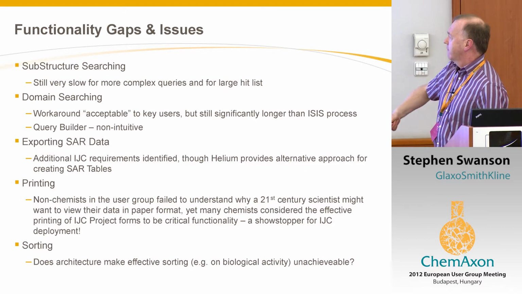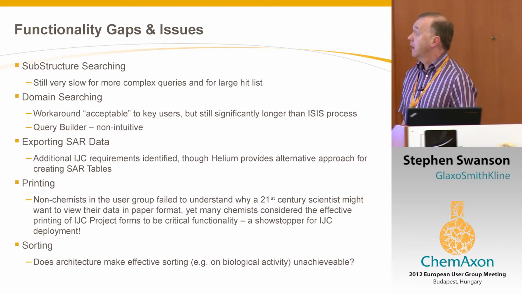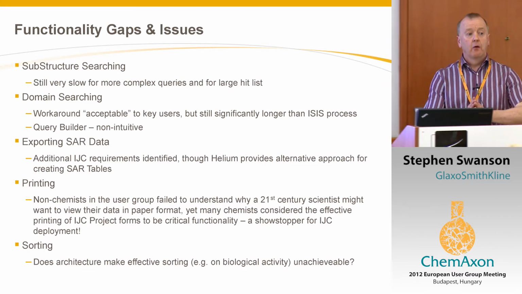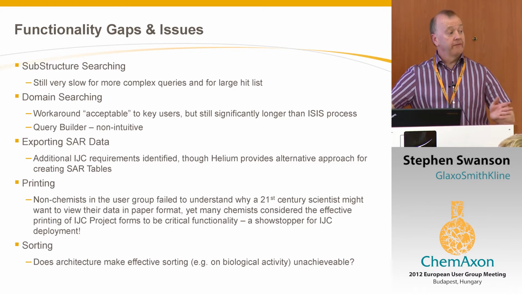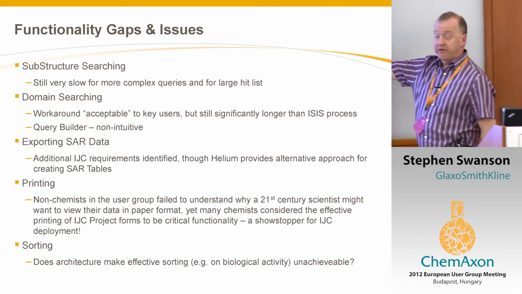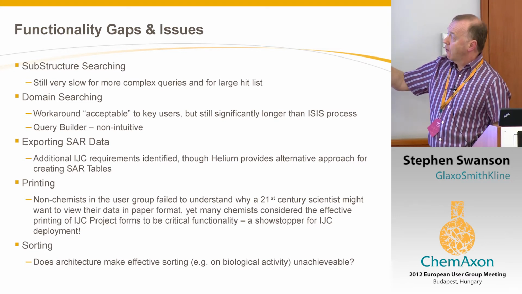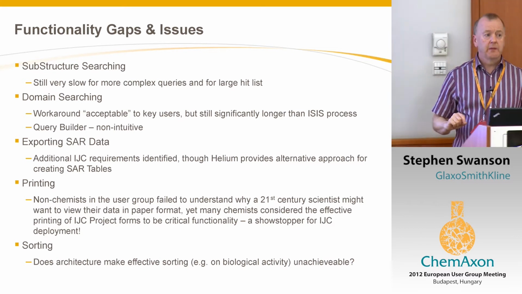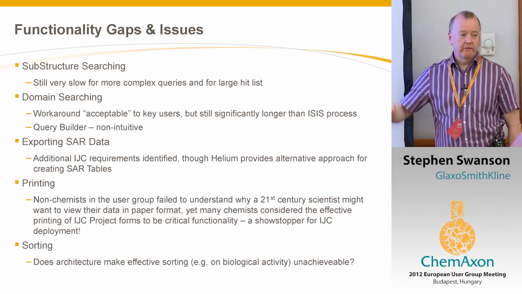So here are some of the gaps which we are saying are there at the moment. I know some have been addressed. We rolled out 5.7 at the turn of the year. I'm not sure which is the next version we're going to go to as an enterprise solution, but substructure searching for very large hits is still relatively slow. Searching across the domain in the query builder, the people who use that are not happy with it. Exporting is a big one.